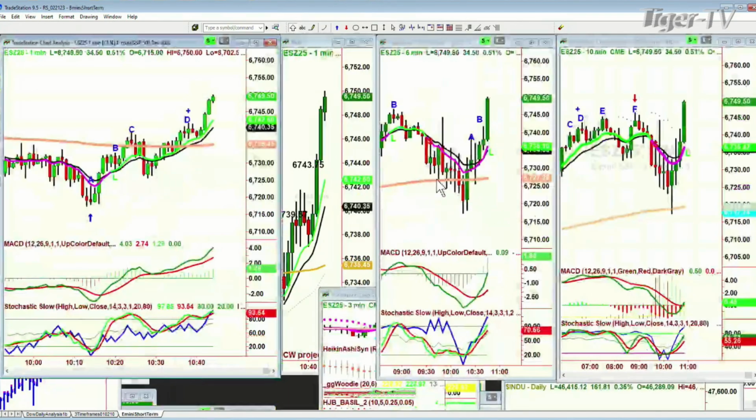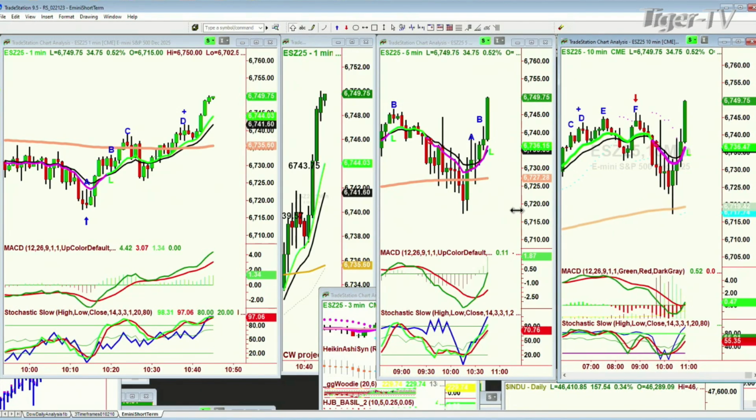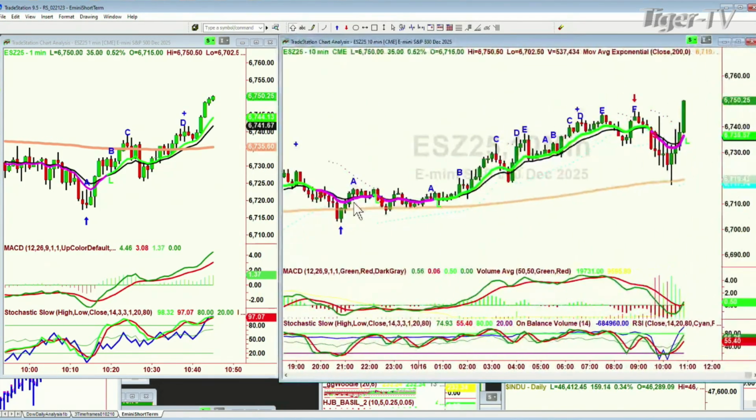So it went to the 200 period moving average in the 5-minute chart 1, 2, 3, 4, 5, 6 times, and then it moved up very sharply. And look at the 10-minute chart. That was, in fact, the support right there at the 200 period moving average. And look at this, the way it used the 200 period moving average at 9 o'clock last night to keep bouncing off. And then finally it took off.